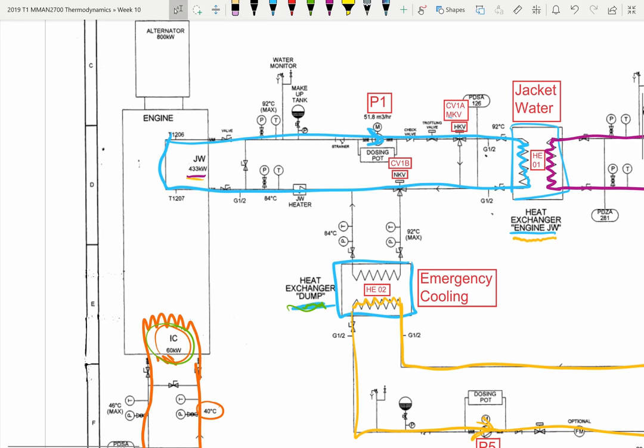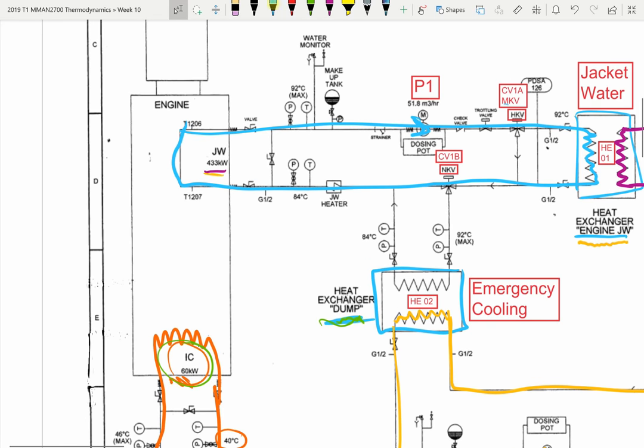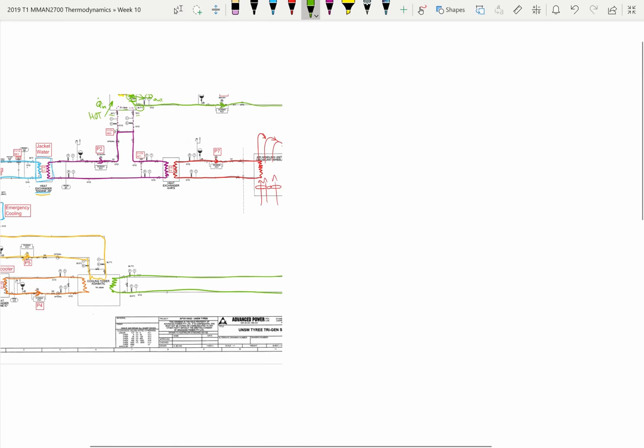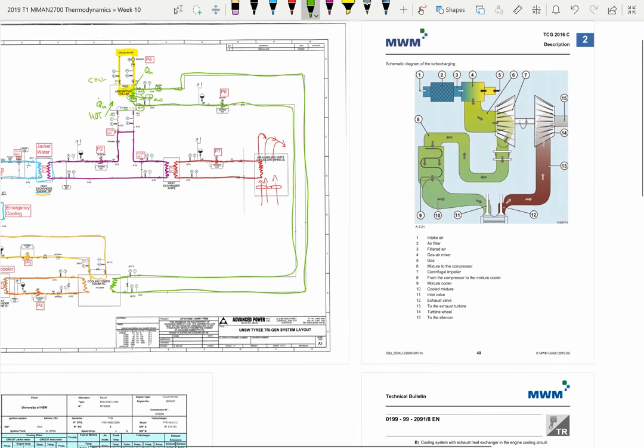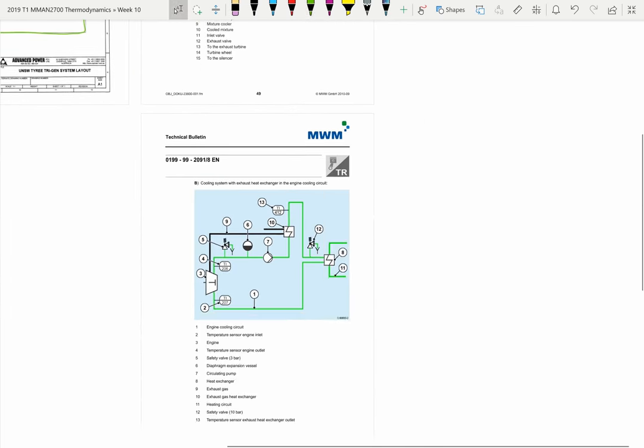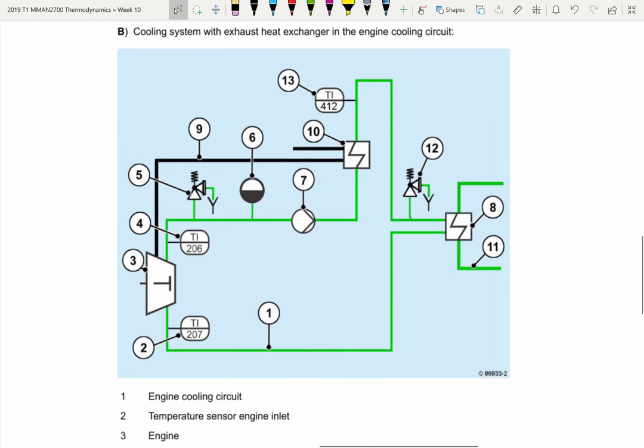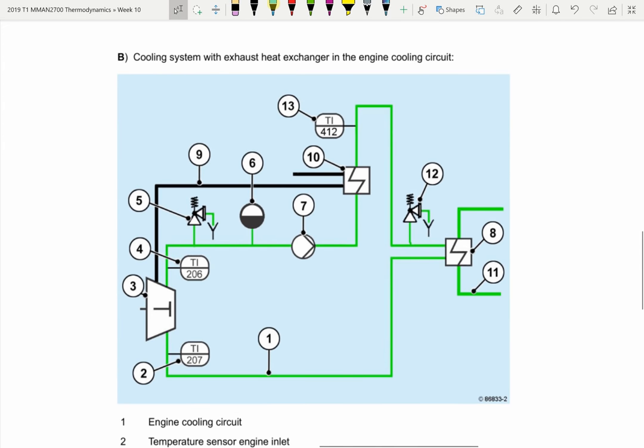If you want some more details about what's happening in this engine section, so how this 433 kilowatts is being added, you can see you've got temperature gauge 1207 and temperature gauge 1206. Well, there's also a document in the information that's given to you. Let's just load that up. Okay, and here they are. Temperature instrumentation 207, temperature instrumentation 206.